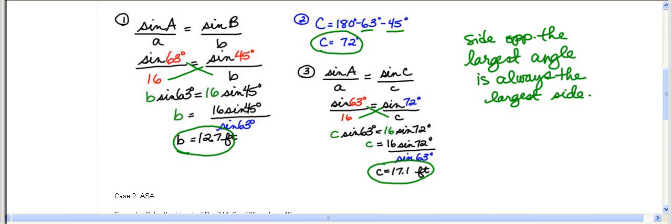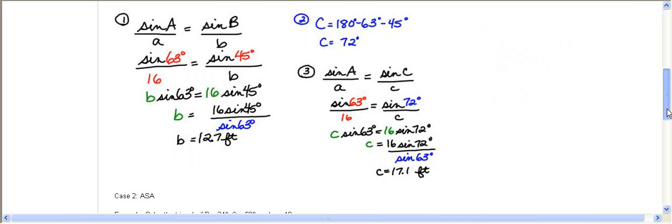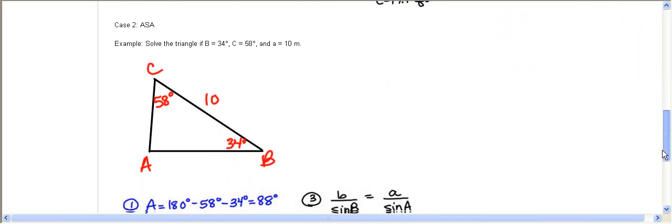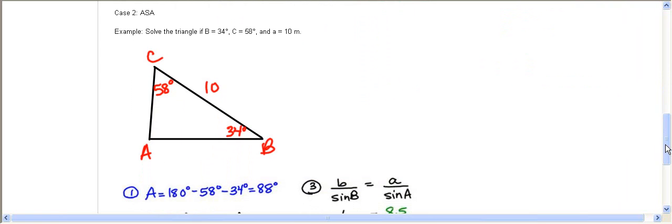Now let's look at a next example where we have angle, side, angle. So we want to solve a triangle if we know that angle B is 34 degrees, and angle C is 58 degrees, and A is 10 meters. So this time the side that we know is between the two angles that are given. So that's why it's represented as angle, side, angle.